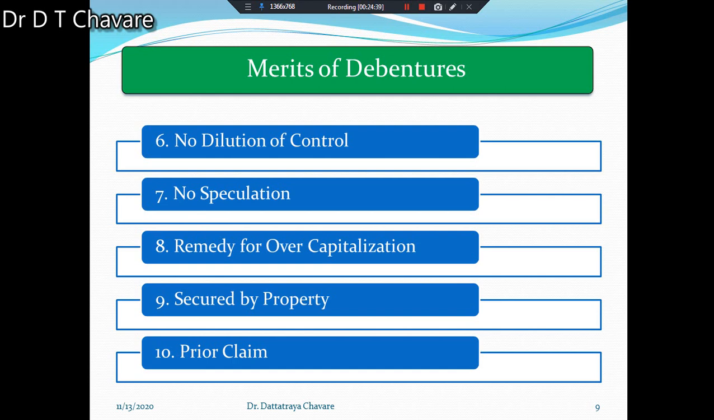Then another merit we have to study is remedy for overcapitalization. Debentures are subject to redemption. Try to understand. Debentures are subject to redemption. In case of overcapitalization, the debt capital can be refunded. Whenever such a situation arises, at that time the company can refund the amount to debenture holders, and overcapitalization can be eliminated. In this way, this benefit is also there. What is the benefit? Remedy for overcapitalization.